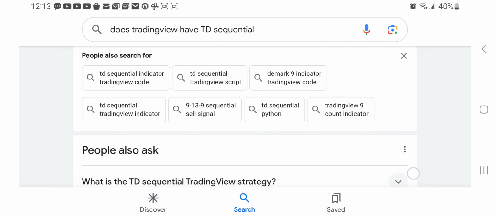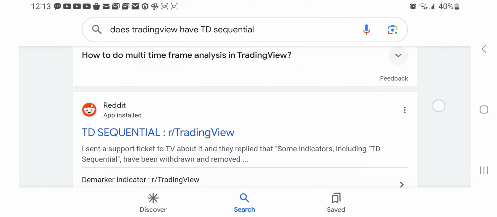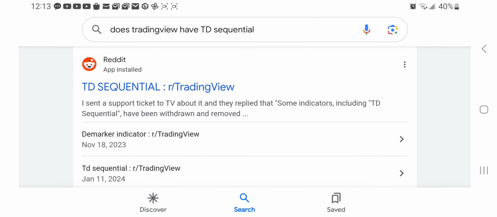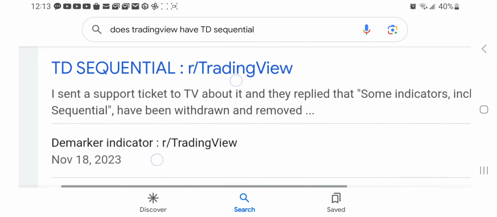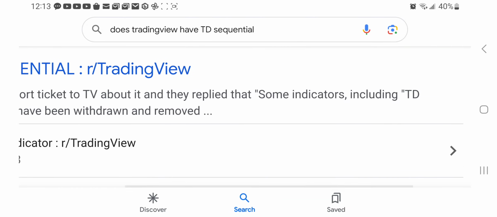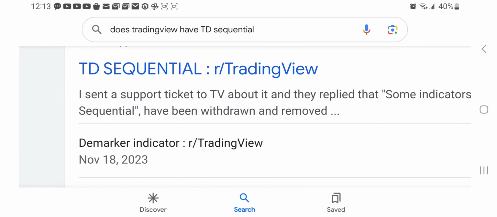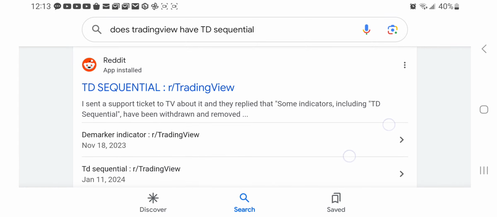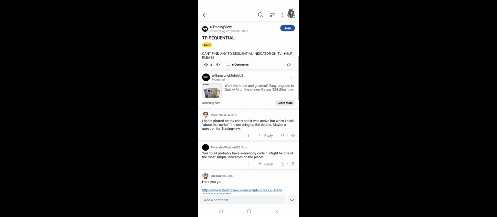So I keep scrolling down from Google, and there was one here on Reddit. It says TD Sequential, and it says, I sent a support ticket to TradingView about it, and they replied that some indicators, including TD Sequential, have been withdrawn and removed. So if we click this, you can just read what people say. Can't find any TD Sequential. Help, please.